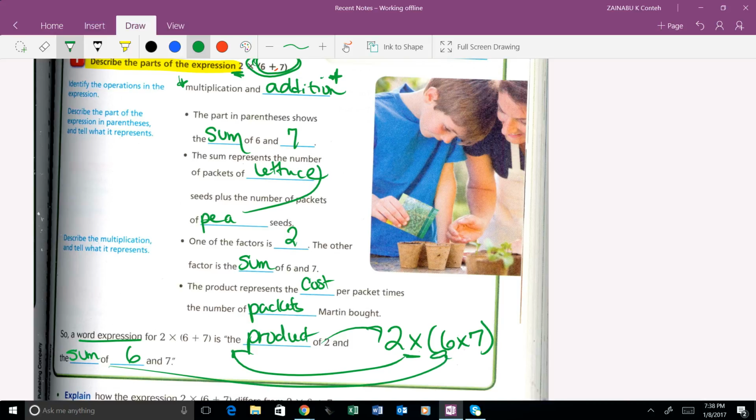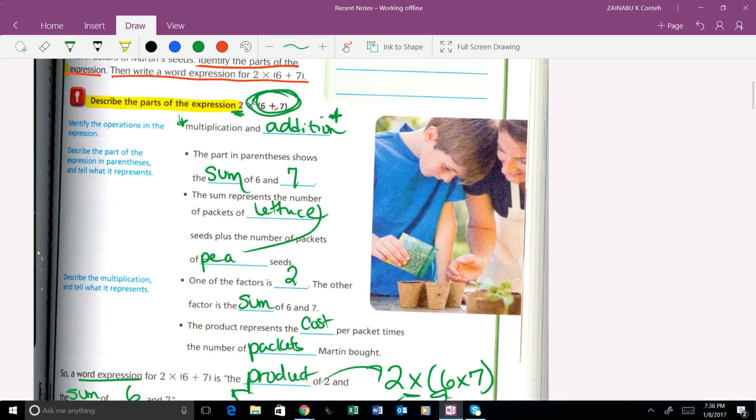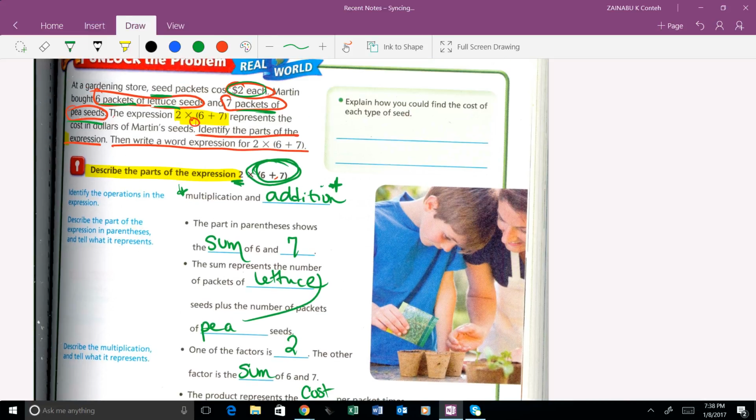And there was a part that we skipped up here that I want to go back to, and it says, explain how you could find the cost of each type of seed. Well, how could you find the cost of each type of seed?